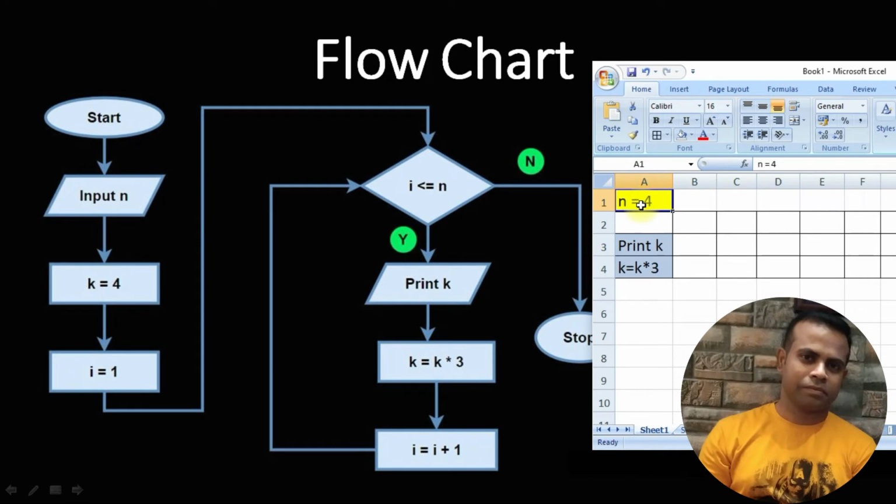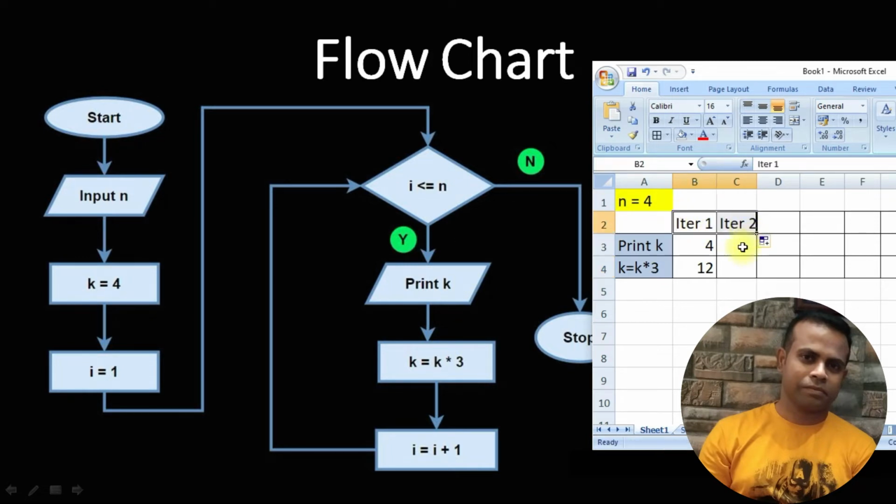Let's say the user enters a value 4, that is basically n is equal to 4. It will go here and check i, the initial value 1: 1 less than or equal to 4, yes. So it will execute the first iteration, and here it will print the k value. Previously k was initialized with 4, so it will print 4, then it will go here and set k is equal to k into 3, that is 4 into 3 is equal to 12. Then it will increment i by 1, so now i is equal to 2, and it will check 2 less than or equal to 4, yes, so it goes for the second iteration.